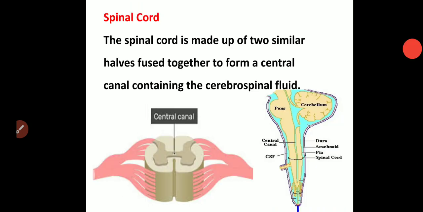This spinal cord, as you can see in the diagram, has two identical halves, and those halves are fused together forming a central canal in between. And this canal consists of the cerebrospinal fluid. As you can see in the adjoining diagram, the blue color patches are present on the sides as well as right in the center. Those are the membranes. The spinal cord is also covered by the same membranes which are covering the brain.